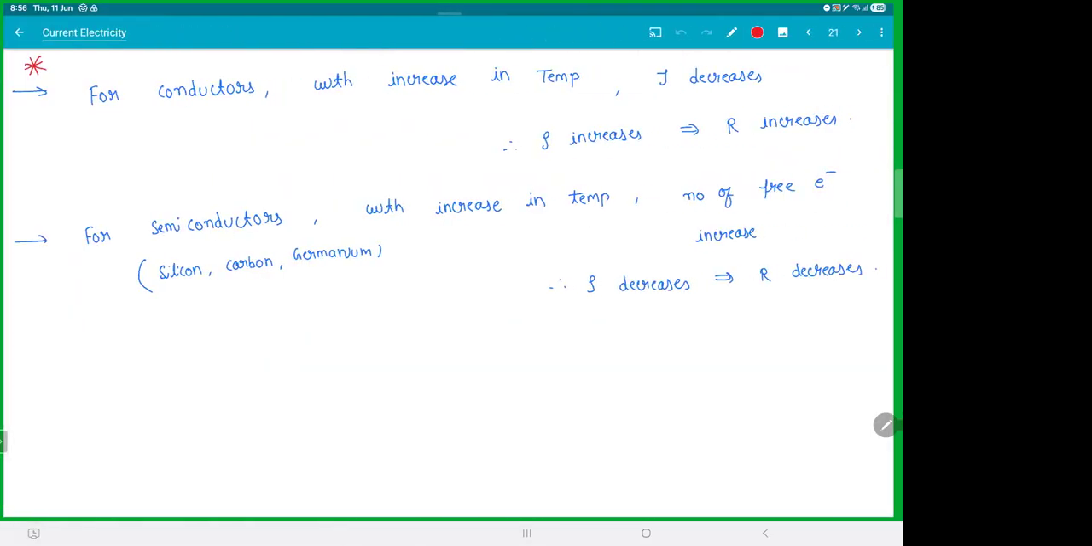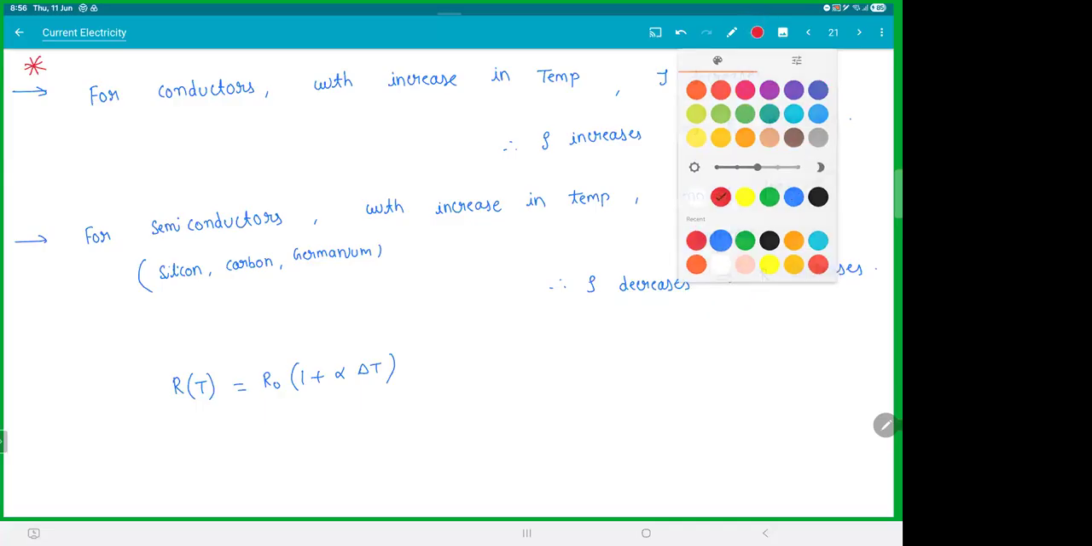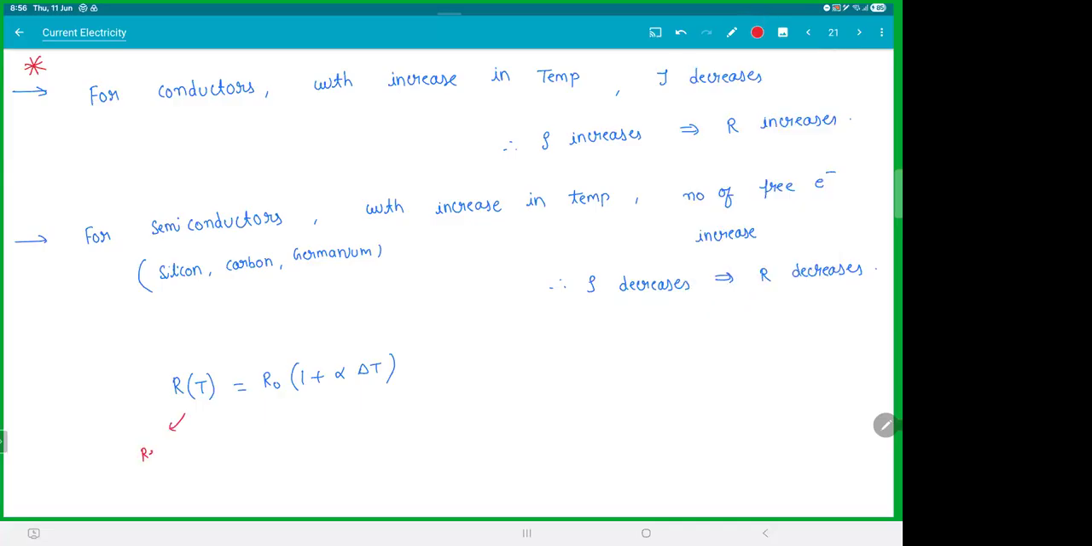So for the temperature dependence, R of T is equal to R naught into 1 plus alpha delta T. Alpha is a property of the material. Alpha linear expansion has nothing to do with it. This is the resistance at temperature T, so it's a linear function, which looks like the linear expansion formula. Technically, it is 1 plus alpha T plus beta T square plus gamma T cube and so on, but we are going to ignore that. For small temperature changes, we can assume it is linear.